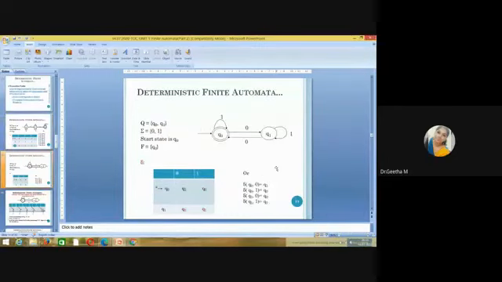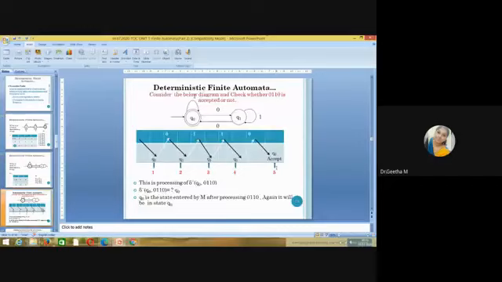Then the second example also I have given. For this case, the same state can be considered as initial state and also final state. That is why I have given this example. So we will start with this slide today.